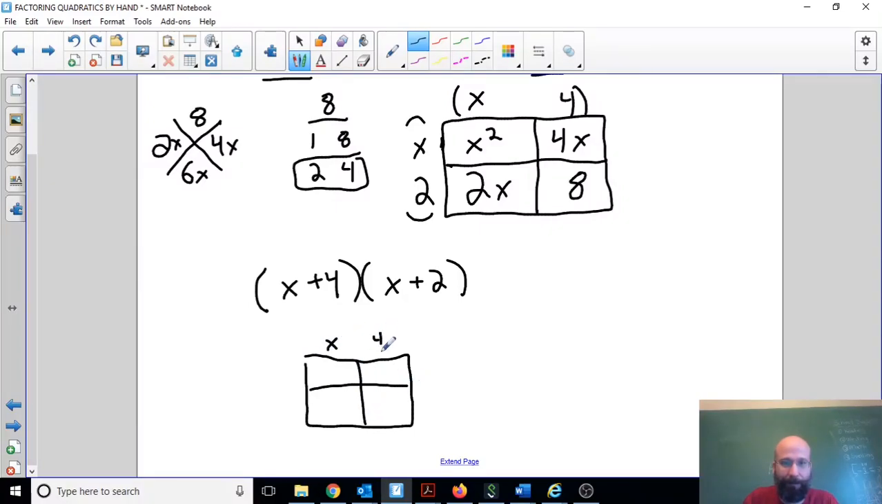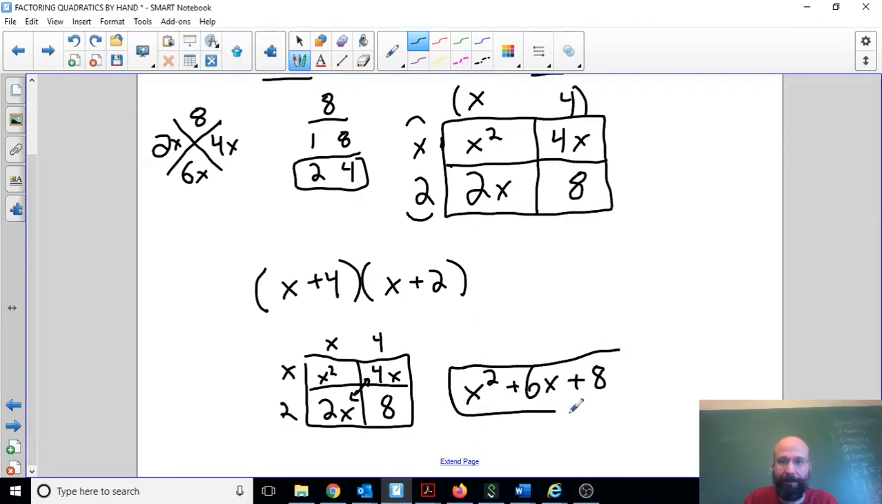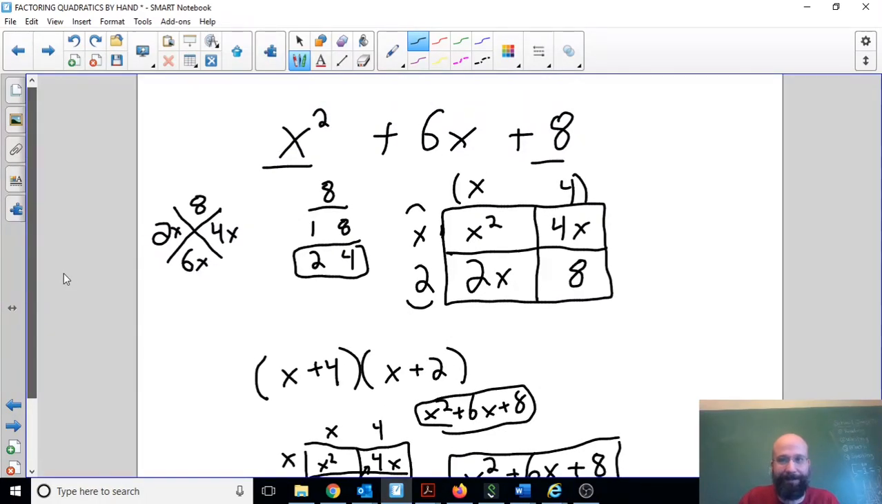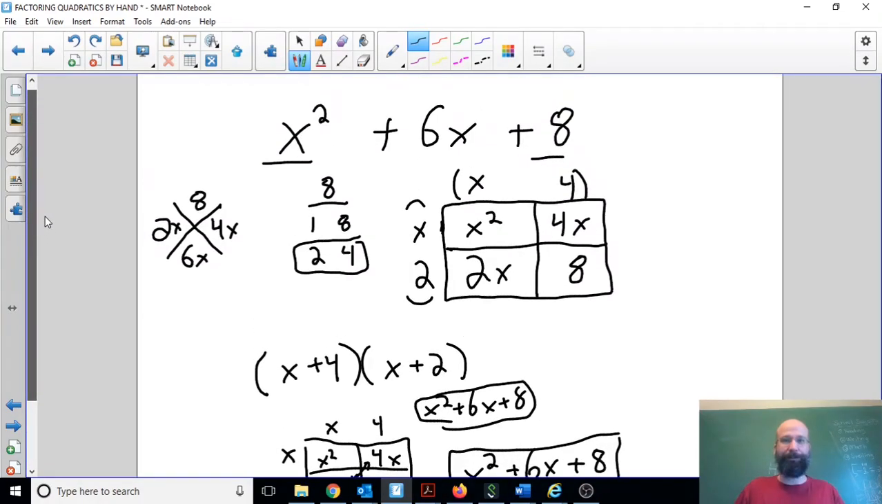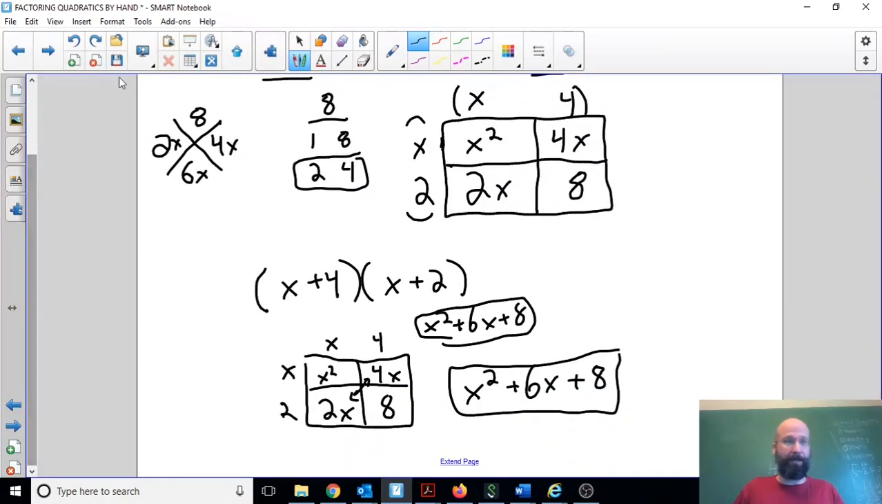But if you did the box method and you did x and 4 and x and 2 and you multiplied, (2x and 8), you should get the same thing. And then we combine our like terms on this diagonal, and we'd have x squared plus 6x plus 8. This would be our answer. And we go up here and it is the same, so we know we did it right. I want all of this work when you turn it into me if you're in my class. I want all of that.